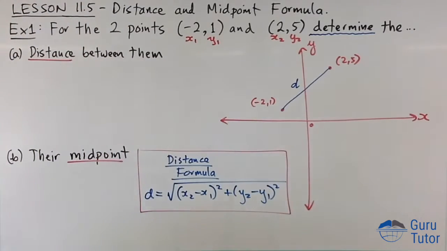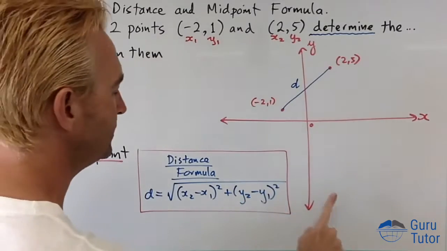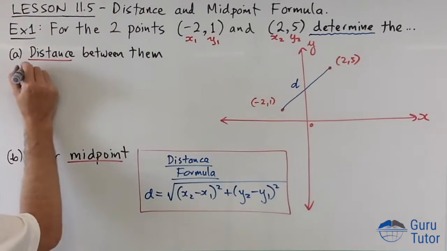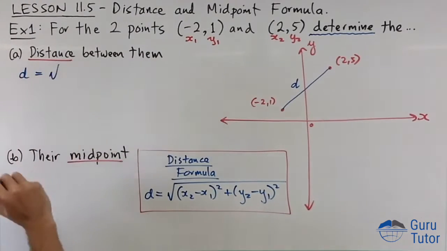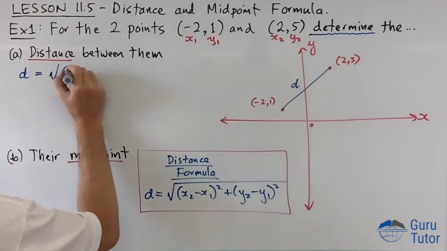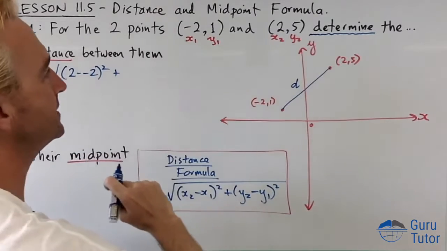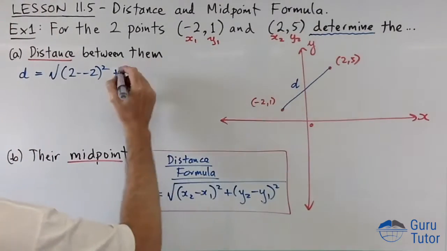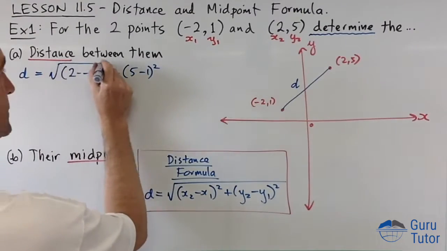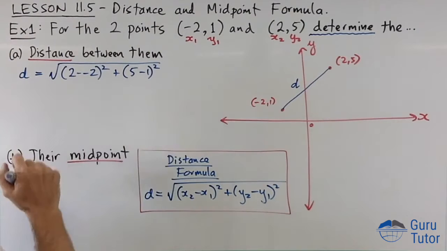So let's do it here. You just got to remember that it's x2 minus x1, y2 minus y1, big square root sign, squares and a plus in the middle. So let's put it into this distance formula. Square it off, x2 minus x1. So we've got 2 minus, we've got to be careful here, 2 minus minus 2. Plus, and y2 minus y1, 5 minus 1. And a big square root symbol over the top. So be careful there with the minuses. We've got a double minus there.